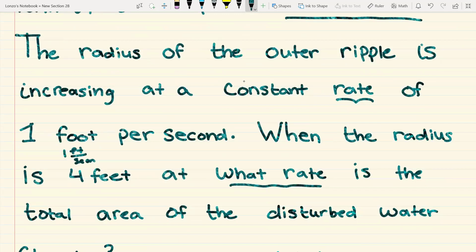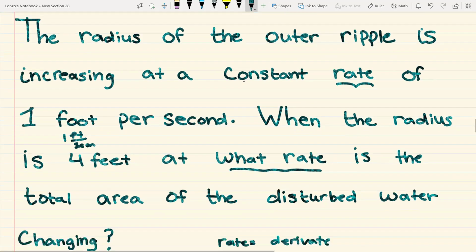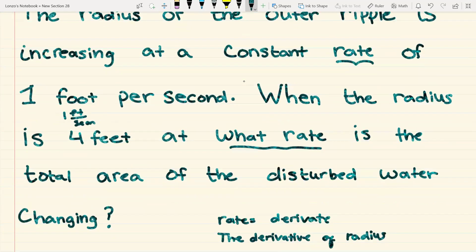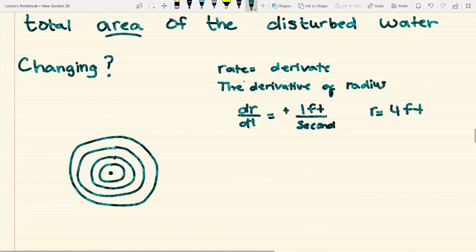At what rate? So we've got to find the first derivative again. So a rate is a speed. What is the rate of the total area of the disturbed water changing? So area. So what is this area of? We're talking about radius and we have the area. What does this look like to you? This almost looks like a circle, right?